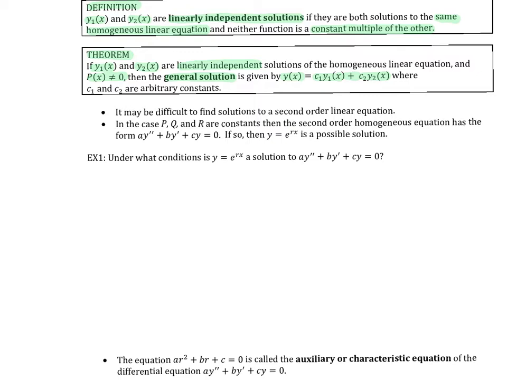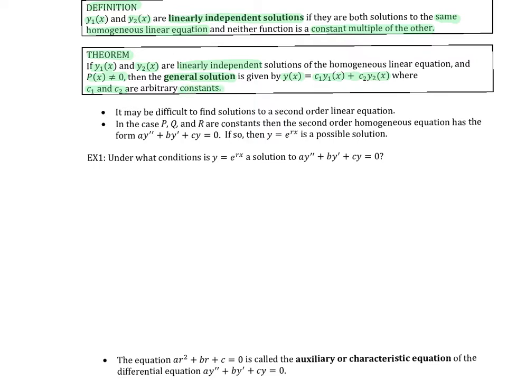So this y of x equal to c sub 1 y sub 1 plus c sub 2 y sub 2, that would be the general solution to our second order linear differential equation as long as the p of x is not equal to 0. And here again, the c sub 1, c sub 2, they're just constants.